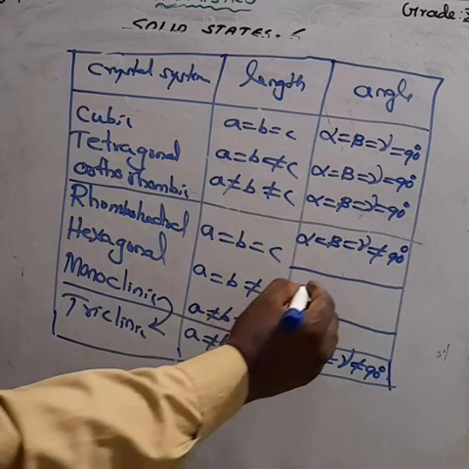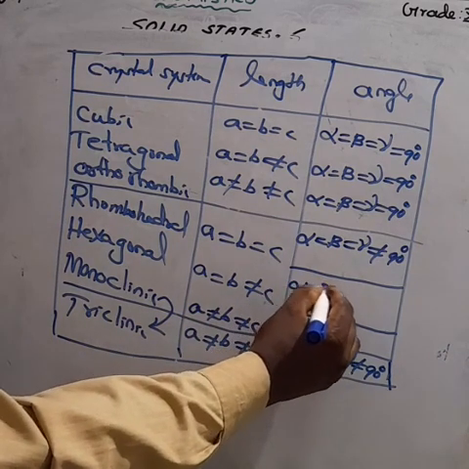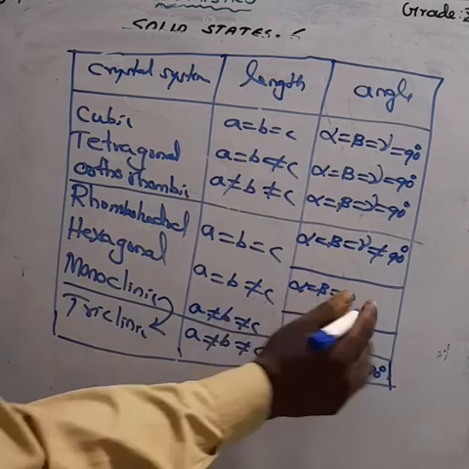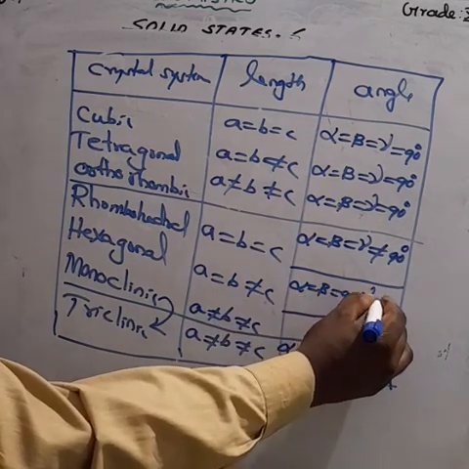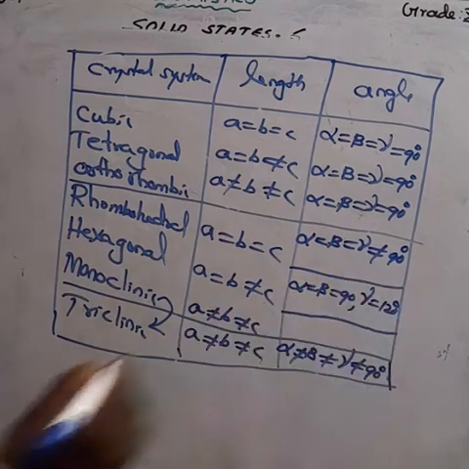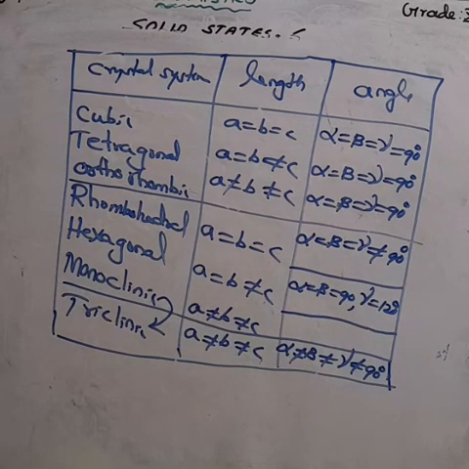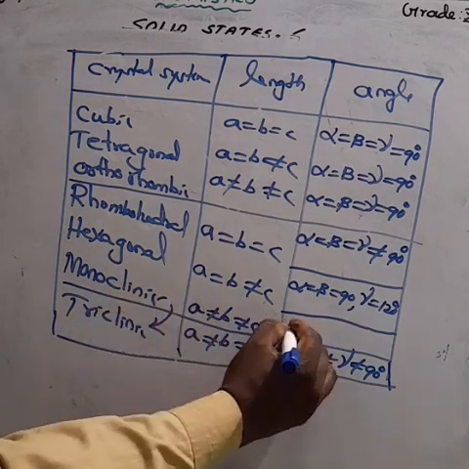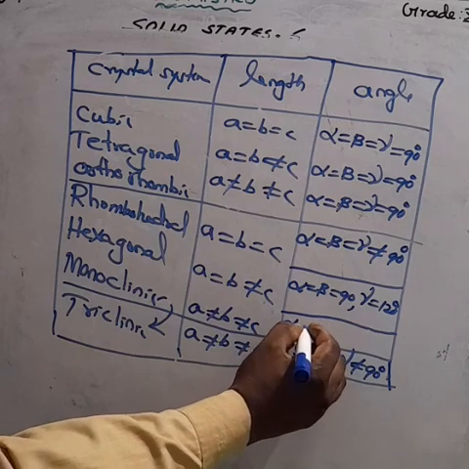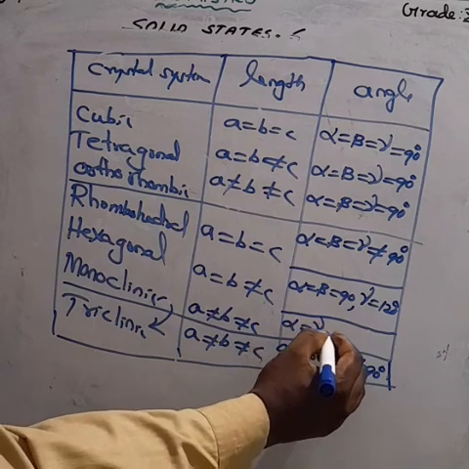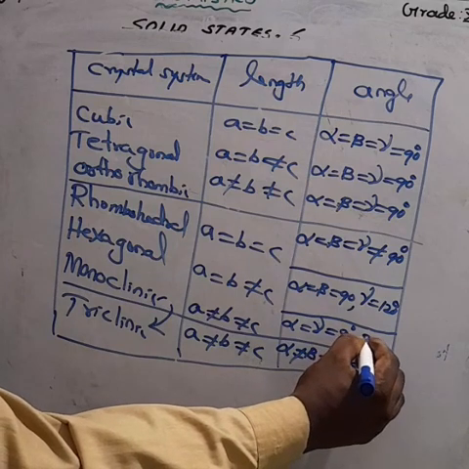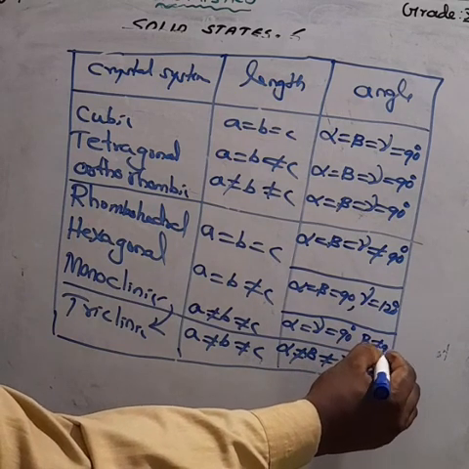Alpha is equal to beta, that is equal to 90 degrees. Then gamma is equal to 120 degrees. Next, monoclinic: alpha is equal to gamma is equal to 90 degrees, and beta is not equal to 90 degrees.